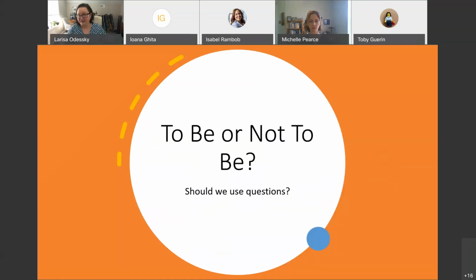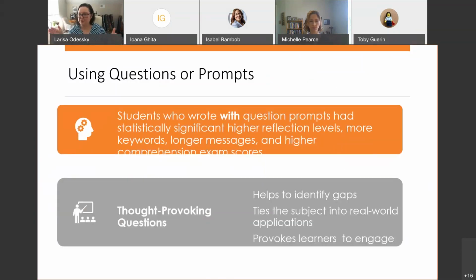To prompt or not to prompt, or better yet, should we use questions? I've tried every single way. I had journal entries with no prompts, journal entries with answer these three questions, or pick from a bank of questions. I'm always trying to figure out what's the best way. So the research actually shows that students who write with question prompts had statistically significantly higher reflection levels, more keywords, longer messages, higher comprehension. So prompts are the way to go. And thought-provoking questions help to identify those gaps and tie the subject to a real-world application. Basically, some of them like to go off on a tangent, and this can bring it back. Like, did you answer that question? And it provokes learners to engage. I can attest to that.